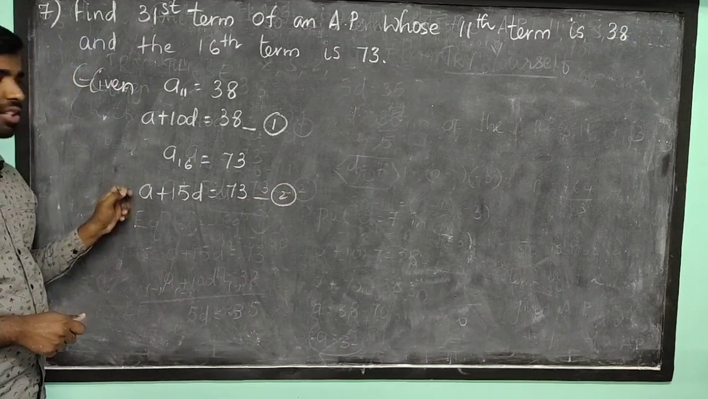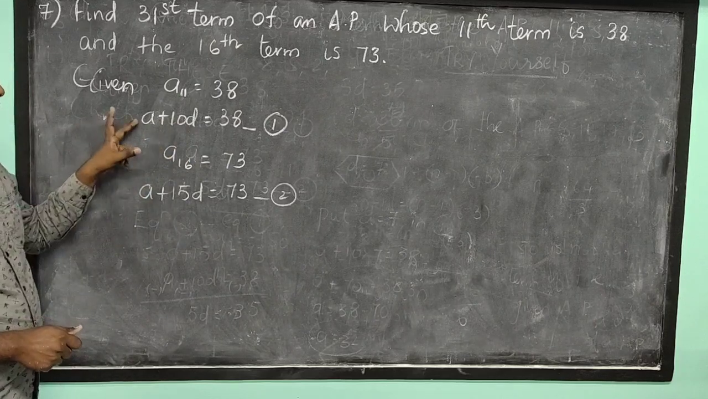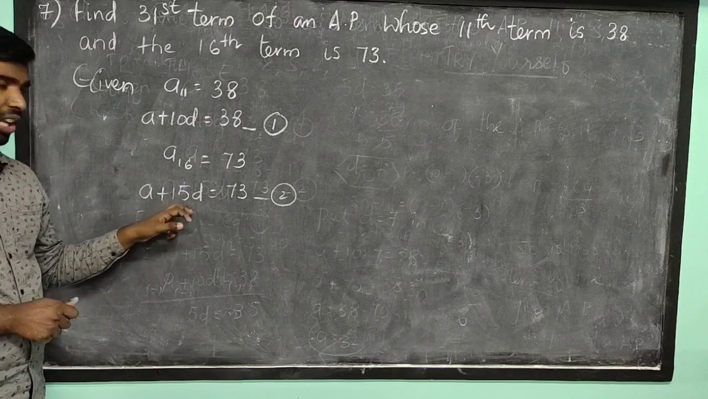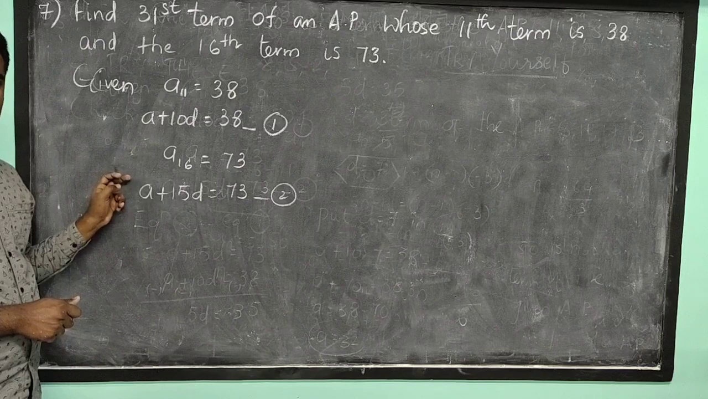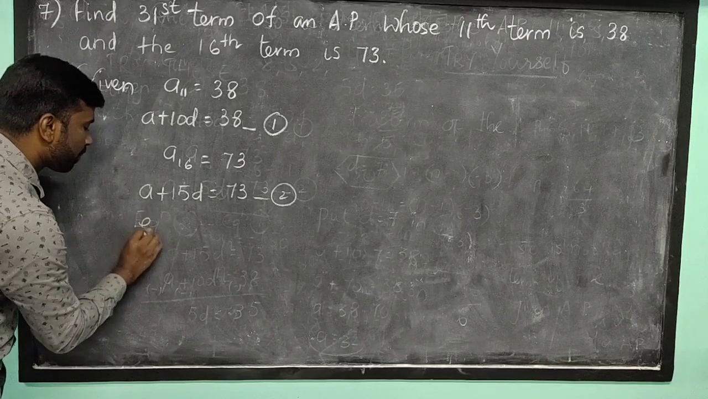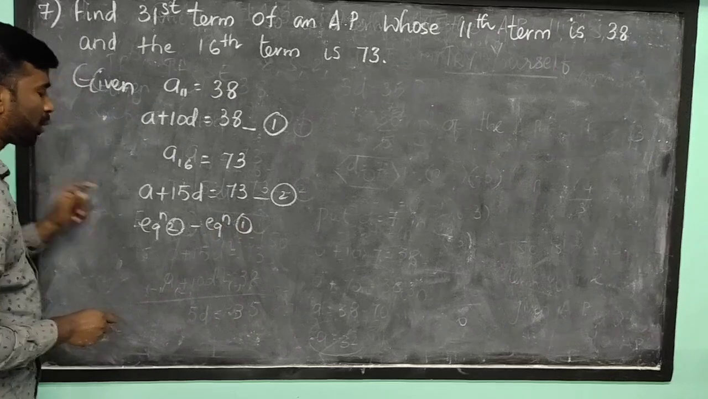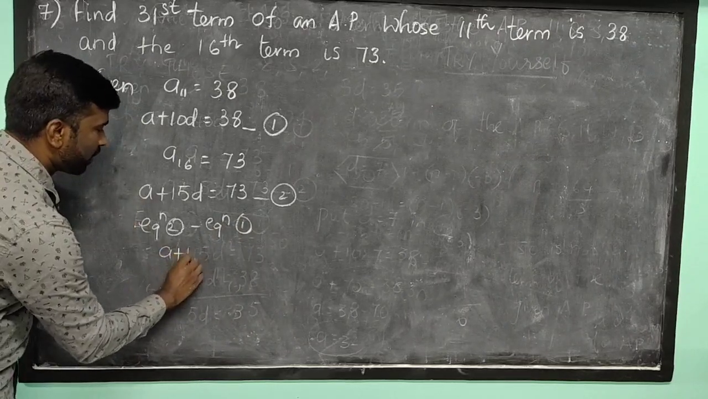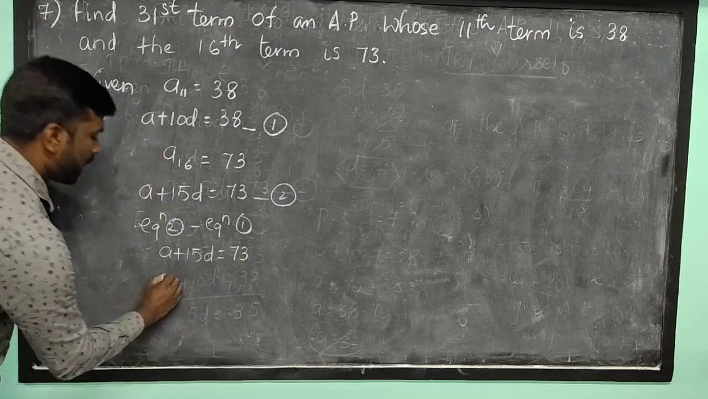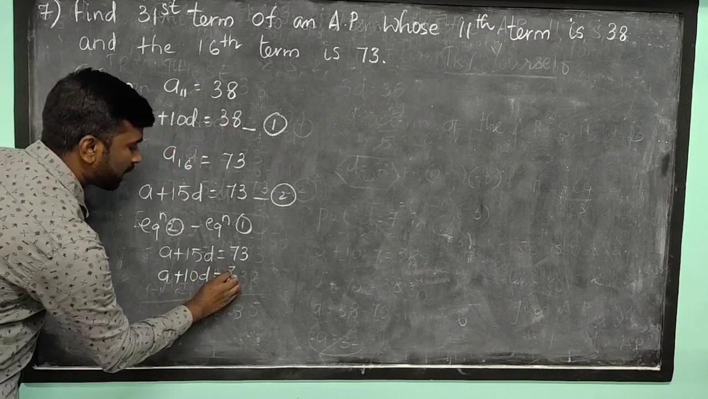Now we have got two equations and two unknowns, that is a and d. Now subtract equation 2 minus equation 1 so that a and a will cancel out. We get the value of d. After getting the value of d, substitute in any one of the equations to get the value of a. Then you can find out the 31st term. Now equation 2 minus equation 1. Equation 2 is a plus 15d, which is equal to 73. Equation 1 is a plus 10d, which is equal to 38.